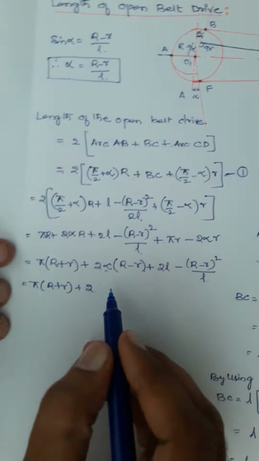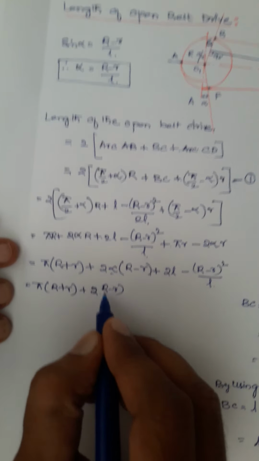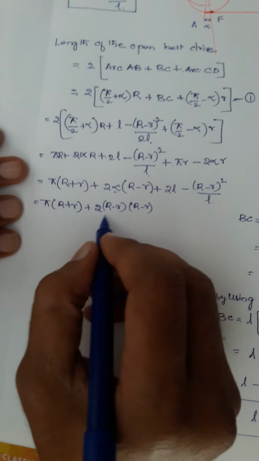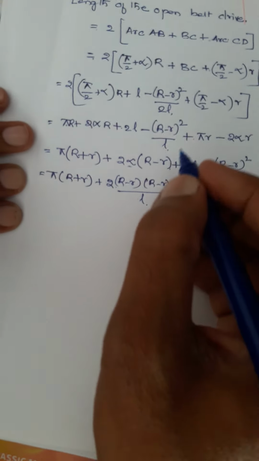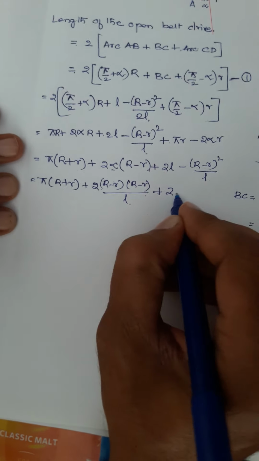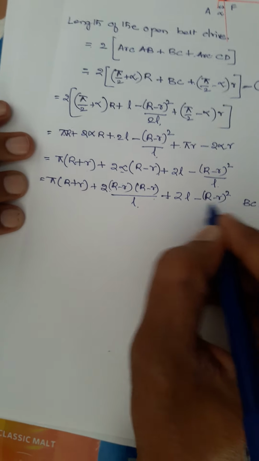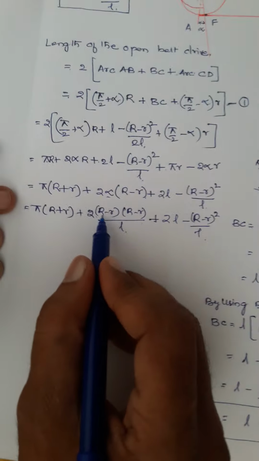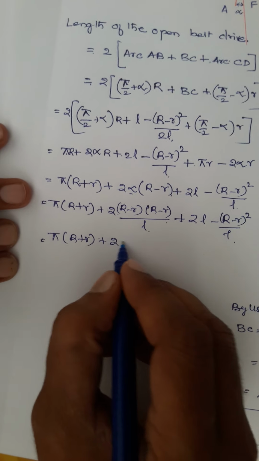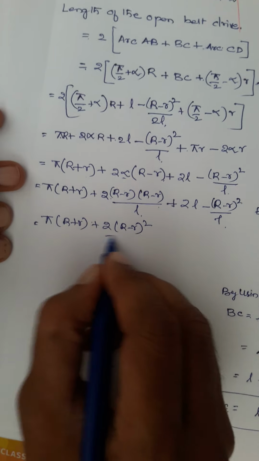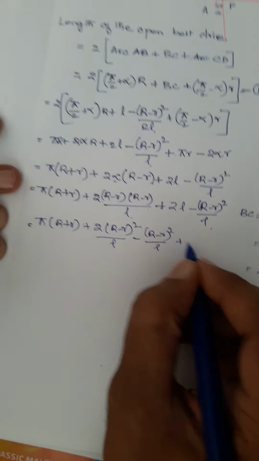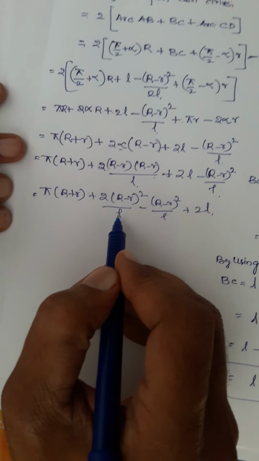So you take this alpha value and put it here, that is capital R minus small r, and the same thing, capital R minus small r by L. Okay, so here I forgot plus 2L minus capital R minus small r whole square by L. So now I will rewrite it: pi into capital R plus small r, plus 2 into capital R minus small r whole square by L, minus, I'll bring this equation right here, capital R minus small r whole square by L, plus 2L.